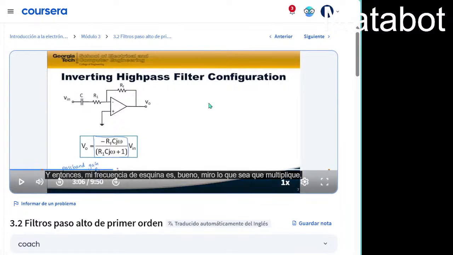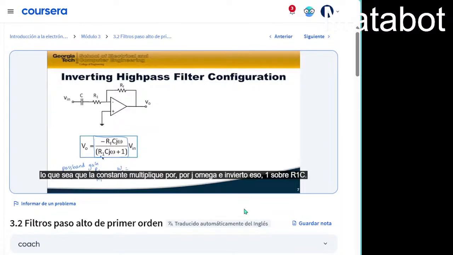And then my corner frequency is, well, I look at whatever constant multiplies my j omega, and I invert that: 1 over R1C.